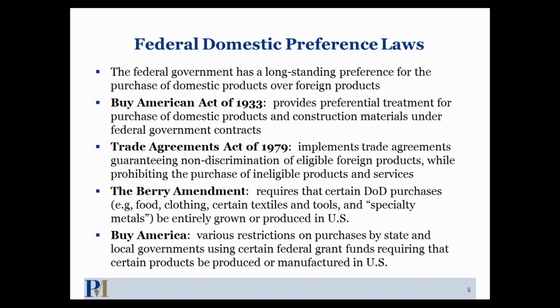Yeah, so first we wanted to highlight the federal domestic preference laws that are at play. And basically, what are they? Well, the federal government has a long-standing preference for the purchase of domestic products over foreign products. So there's quite a bit of legislation out there to implement that preference.